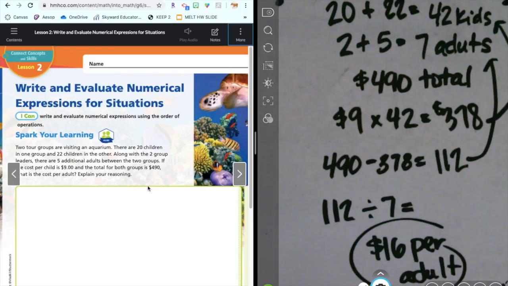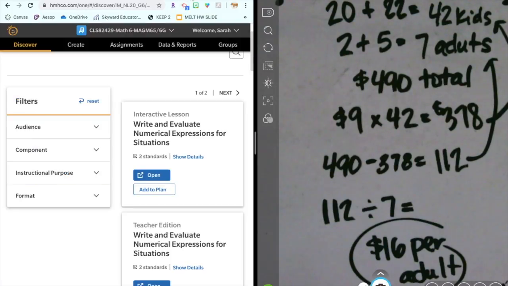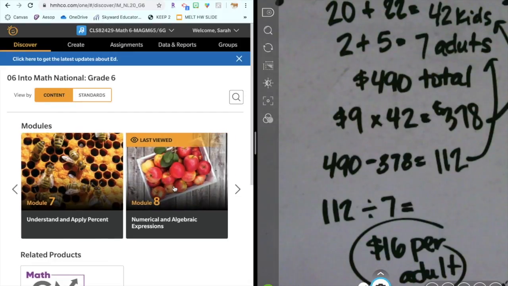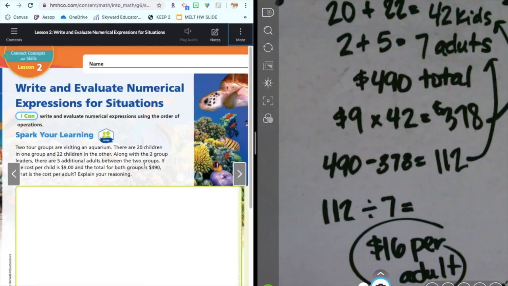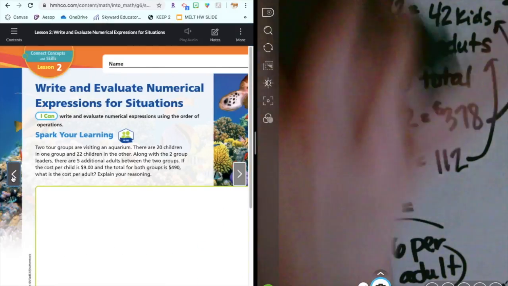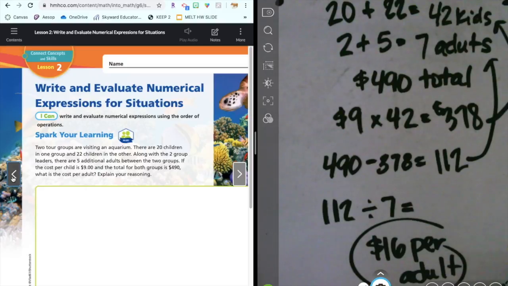Okay, guys? If you do want to follow along, I am just on the HMH website, and when you get to HMH, it looks similar to this. It might be squished. We're on Module 8, Lesson 2, all right? And this is simply just a student textbook, right? Our goal is to write and evaluate expressions using order of operations.